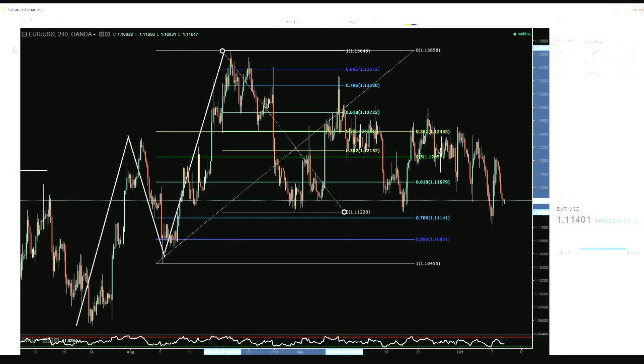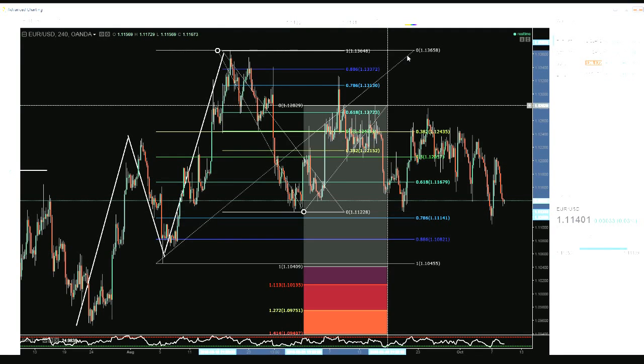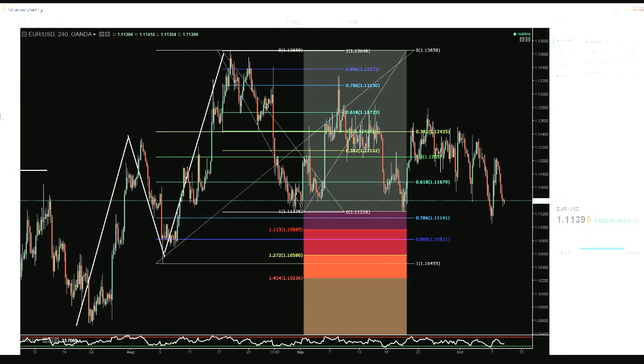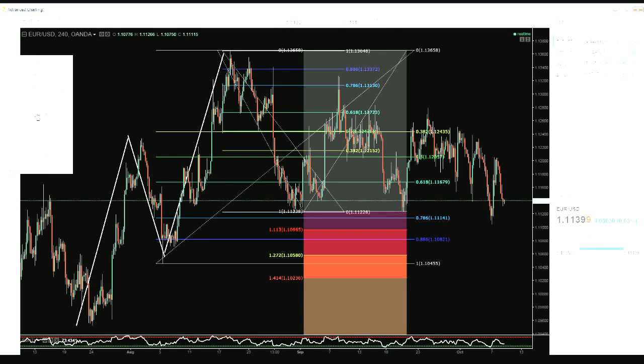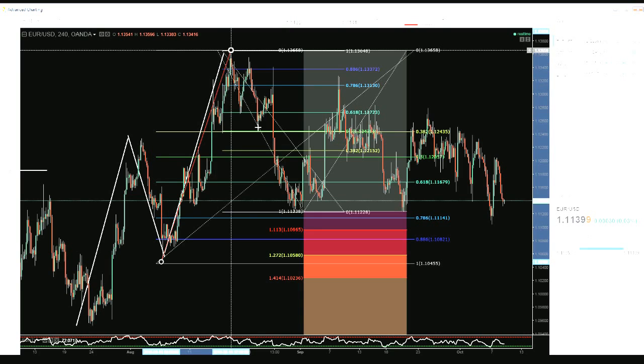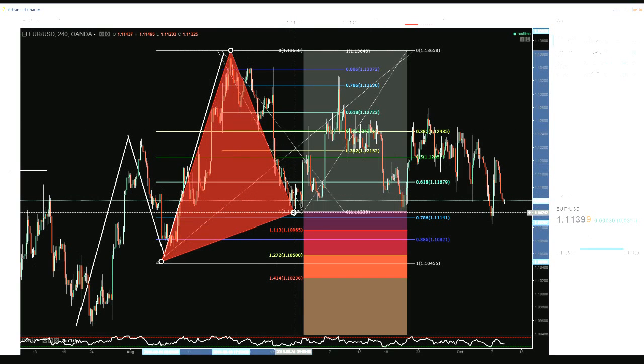So our completion on this Gartley pattern is going to be at the 127 extension. Let me draw this on so you can see it. So our Gartley pattern is going to look like this.